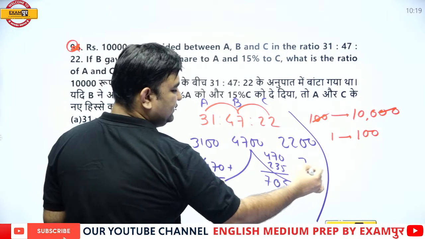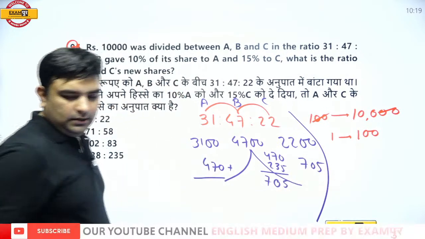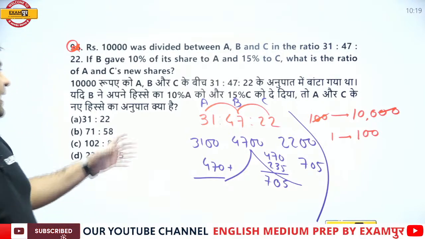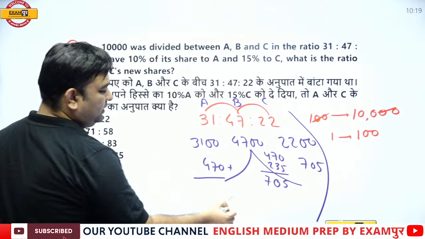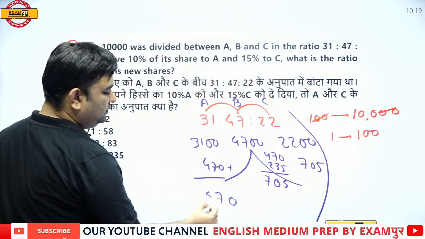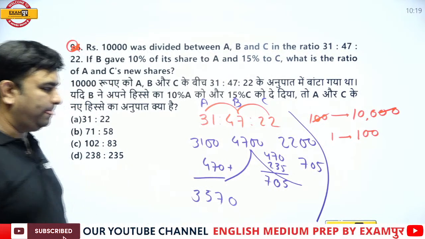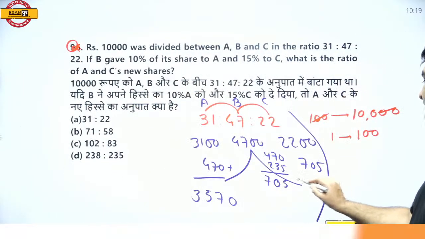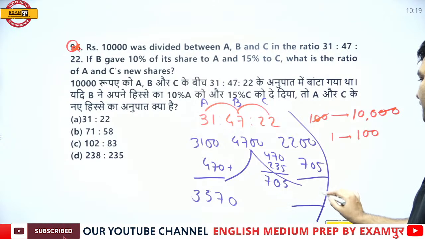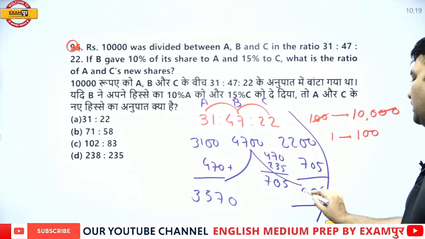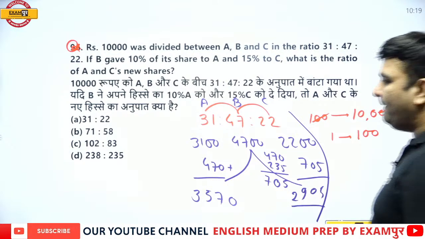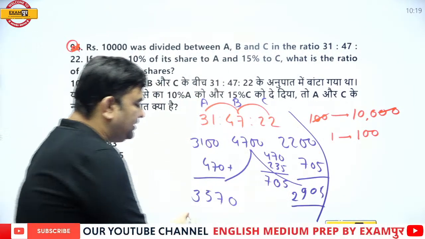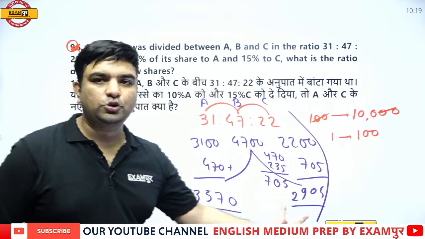705 to him. So the respective shares of A and C are 3570. And what is the respective share of C now? The respective share of C now is 2905. So what can be the ratio between 3570 and 2905?